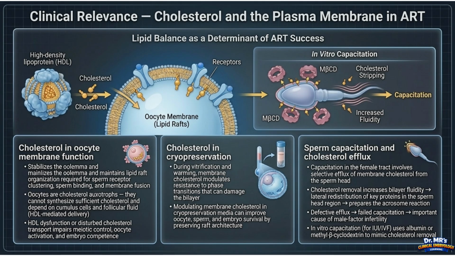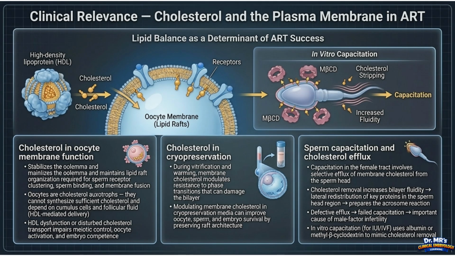Sperm capacitation provides perhaps the most beautifully worked-out example of cholesterol's role in reproductive biology. When sperm are deposited in the female reproductive tract, they are not yet fully competent to fertilize. They must undergo capacitation, a complex remodeling program that prepares them for the acrosome reaction. A critical early event in capacitation is the selective efflux of cholesterol from the sperm head membrane into cholesterol acceptors in the female reproductive fluid, primarily albumin and high-density lipoprotein particles.